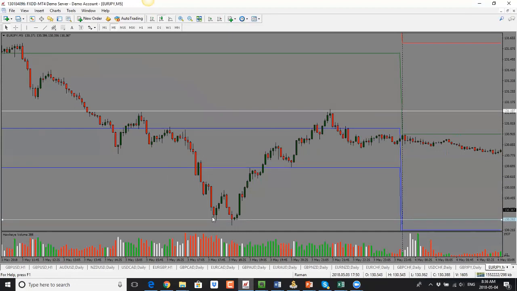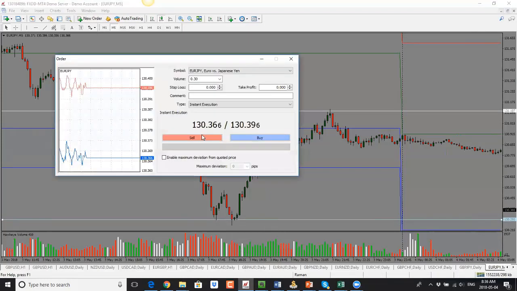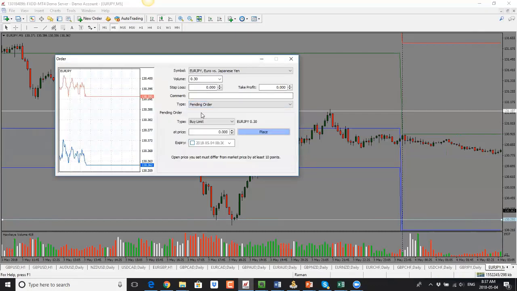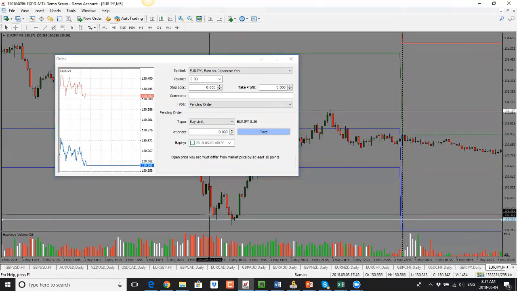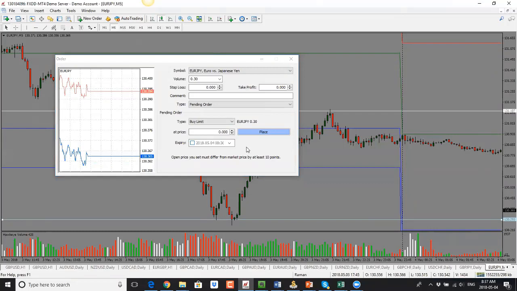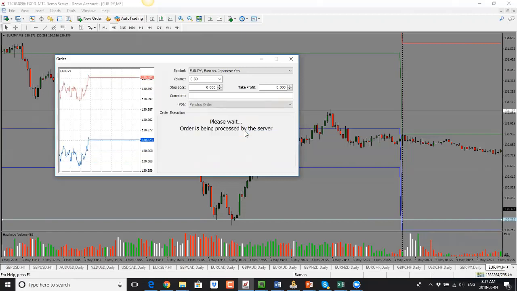So price comes down here. And so let's say you want to place your order just above here. So what you would do is you would go new order, and you will say instead of instant execution, you say pending order, and then you say buy limit. So let's say you wanted to place an order there. So the price there is 130.32. So you would say buy limit 130.32, and you click on place.